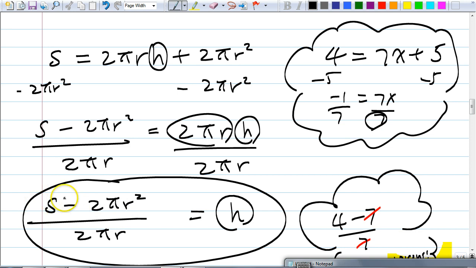If I didn't have this s right here, then could you cancel it out? Then does 2 go into the whole numerator? Yeah. What about pi? Can you divide the whole numerator by pi? What about r? Yes. But because s is there, you can't do that. Does that make sense?